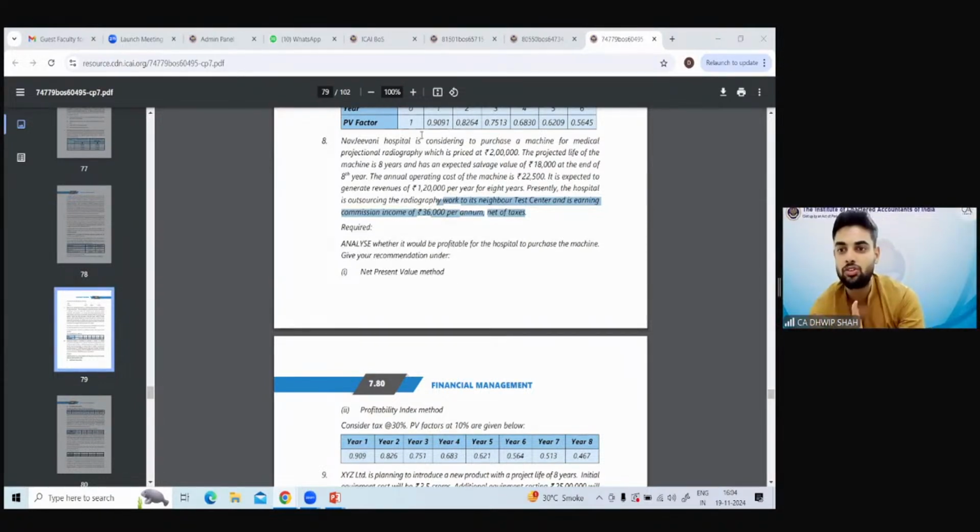Obviously not. Now the machine will do the work of radiography. Why will they outsource to another test center? We have bought the machine to do that task only, the radiography task. So why will the hospital now give that radiography work to another test center? It will do it on its own, na? Now the company has bought the machine. Are you understanding?